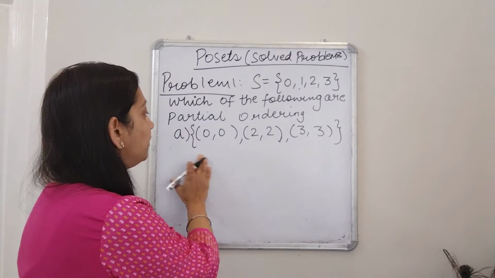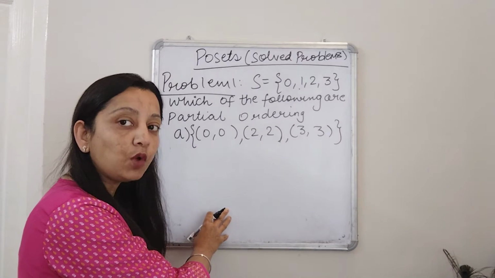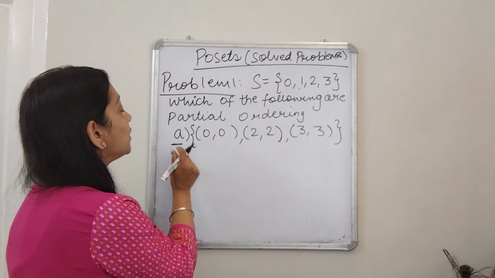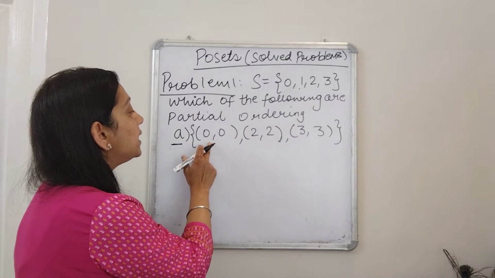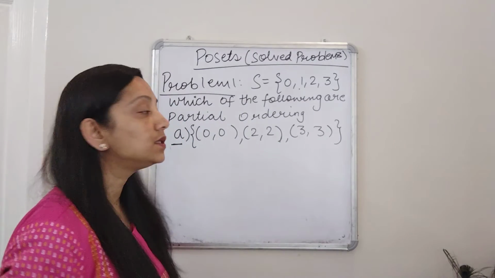So we will start with the first one. There are 4 relations over here. I will not write all of them together. We will start with the first relation set, which is set A. So the relation set A is 0, 0, 2, 2 and 3, 3. This is the relation set.